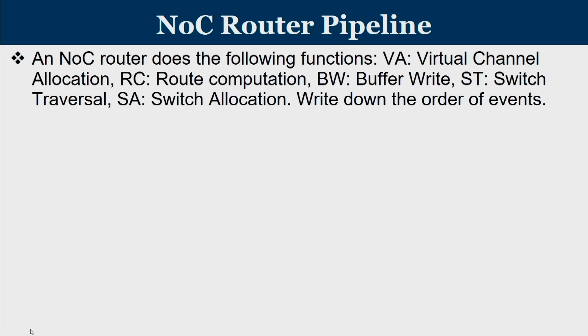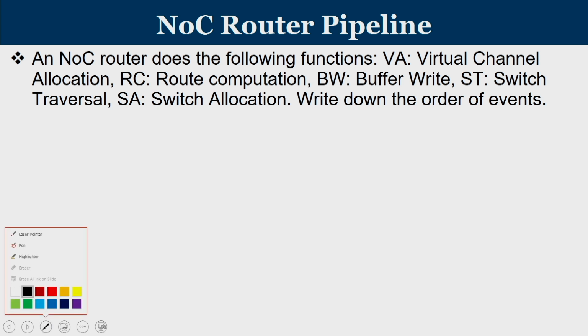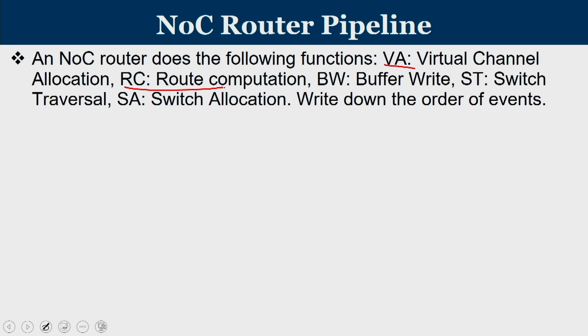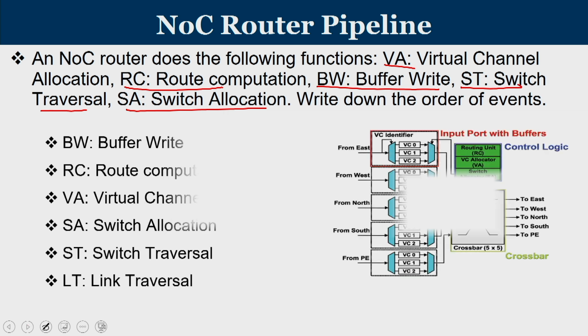The first question is: an NoC router does the following functions: virtual channel allocation, which is represented by VA, then route computation, buffer write, switch traversal, switch allocation. So, these are some of the functions that happen in an NoC router. Now, we have to write the order of events, in which order these are happening.